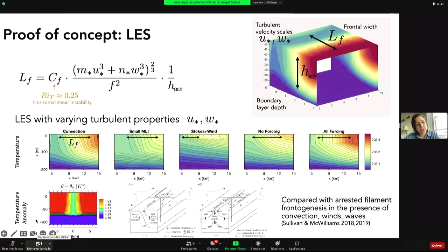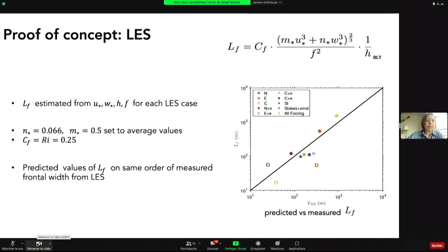Oh, and we also looked at a whole bunch of other types of LES that were given in a set of papers by Sullivan and Williams, which had filaments. So this is like a two-sided front essentially, and also a whole set of convection and winds and waves. So we had quite a few LES to test our frontal width.